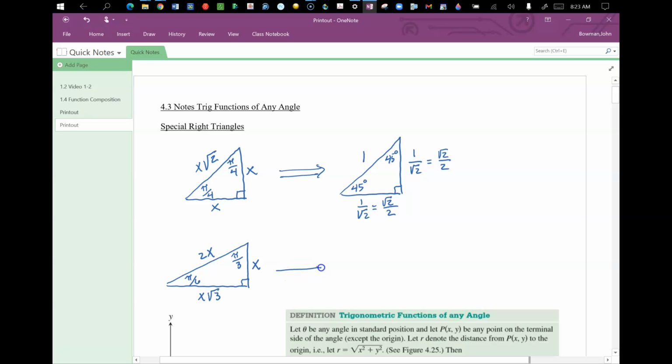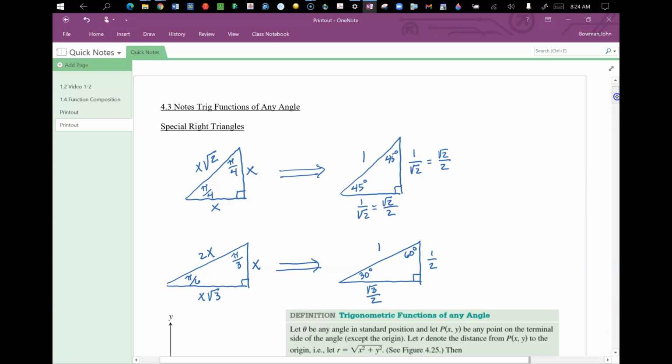So what we're going to do is we're going to again change the hypotenuse to 1, and instead of taking the short leg and doubling it to get the hypotenuse, we're going to take the hypotenuse and cut it in half to get the short leg. So 1/2. And then we're going to take the short leg and multiply it by root 3 to get the long leg. So 1/2 times root 3, or root 3 over 2.